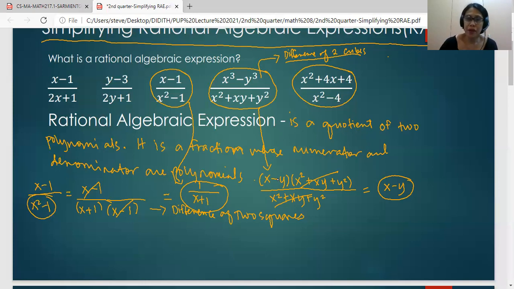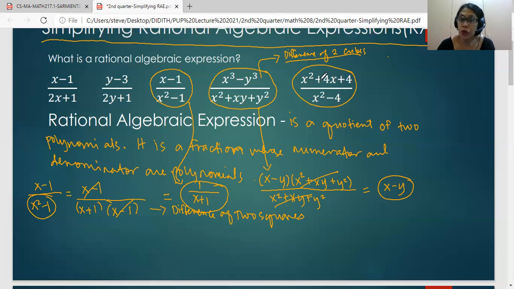Why am I saying that? Let's go back to the first example here. The numerator is cancelled here, so we represent that by 1. So 1 all over x plus 1 is not the same as x plus 1. Okay? And then lastly here, the numerator and the denominator are both factorable.